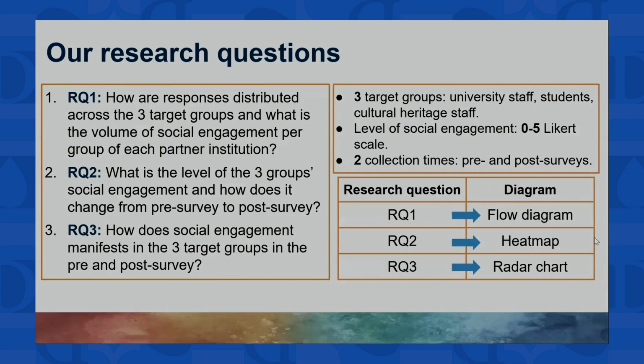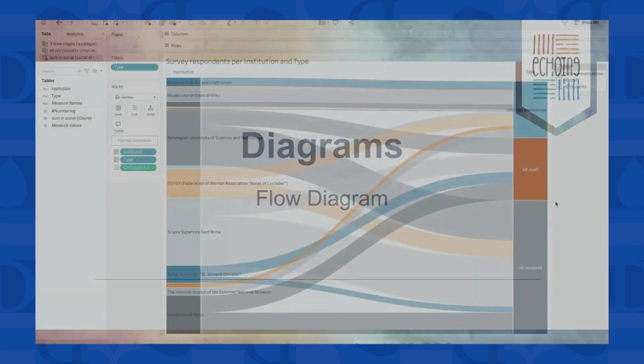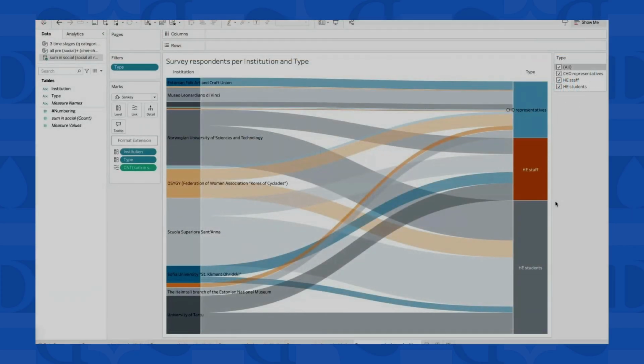Our study targets 3 groups and their level of social engagement before and after their participation in the ECOIN Open Innovation mini-projects. We outline 3 research questions based on which we analyzed the replies received. In order to gain an overview of the sample data, we use this flow diagram to visualize the different categories and the volume of each pathway.